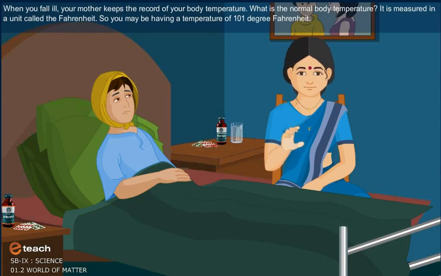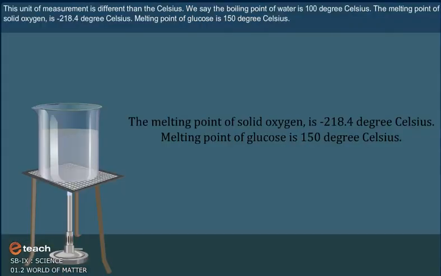It is measured in a unit called the Fahrenheit. So you may be having a temperature of 101 degree Fahrenheit. This unit of measurement is different than the Celsius. We say the boiling point of water is 100 degrees Celsius.